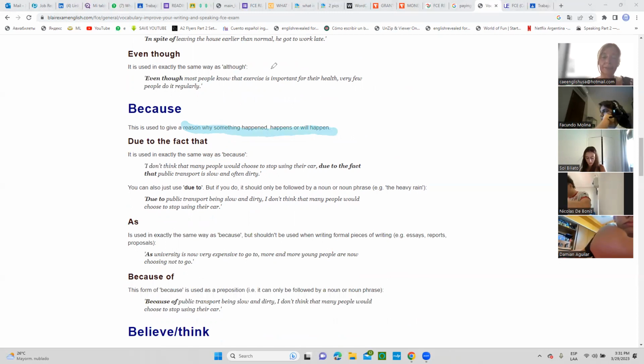Now, what other synonym can we use? Due to the fact that. It is used in exactly the same way as because. Can you read the example, please, Facu? I don't think that many people would choose to stop using their car due to the fact that public transport is slow and often dirty. Okay, good. So, due to the fact that public transport, or because public transport, so it's the same as because.